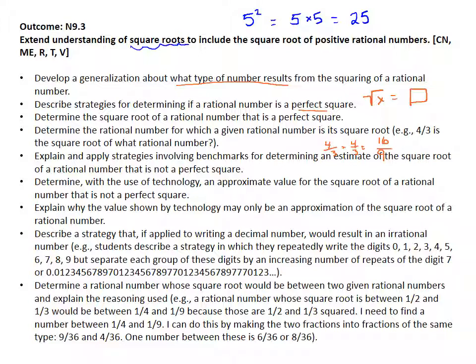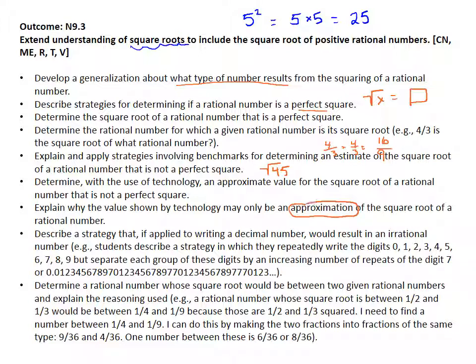Apply strategies involving benchmarks, and I have a little activity coming up for that. So estimating the square root of a rational number that is not a perfect square, such as the square root of 45. You're not going to get a whole number. So we'll have a look at that in a minute. Determine, using a calculator, the approximate value of the square root of a rational number that is not a perfect square. That's pretty easy. Punch in the numbers. Boom. Explain why the value shown by technology is only an approximation.